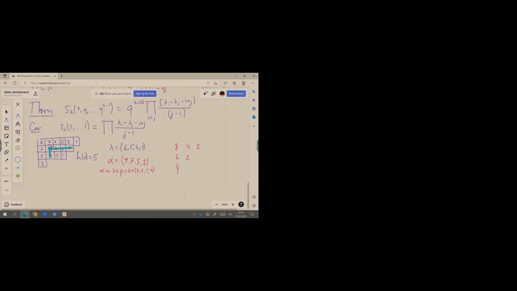My claim is that it's pretty easy to figure out which numbers will be missing in this diagram.